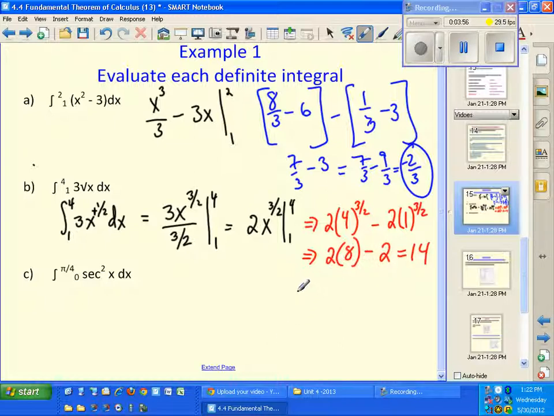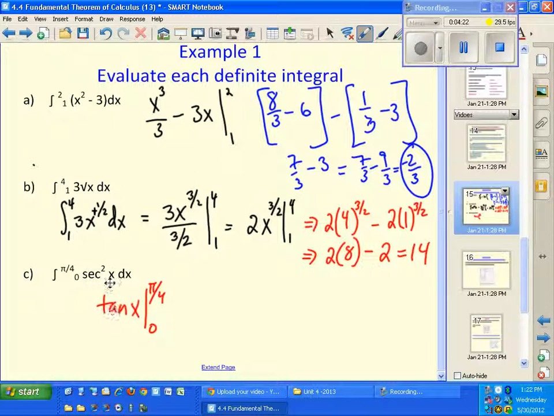And then finally, over here we have a trig function, and when we took the derivative we got secant squared, so that means this becomes tangent of x when I do my antiderivative from 0 to pi over 4, because I differentiate tangent to become secant squared, so I'm going backwards. So I just have to ask myself, how did I get secant squared? Well, I took the derivative of tangent.